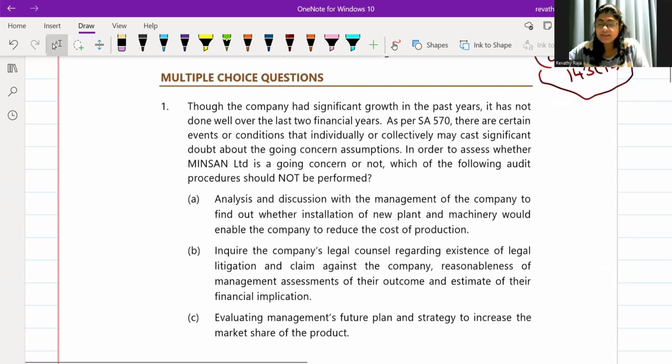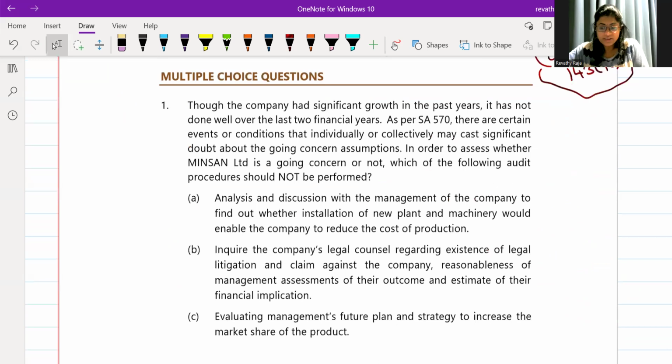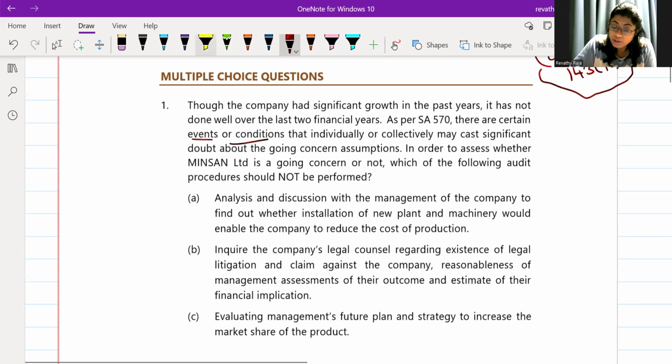Though the company had significant growth in past years, it has not done well over the last 2 financial years. As per SA 570, there are certain events and conditions that individually or collectively may cast doubt. In order to assess whether the company is a going concern, following are the procedures.